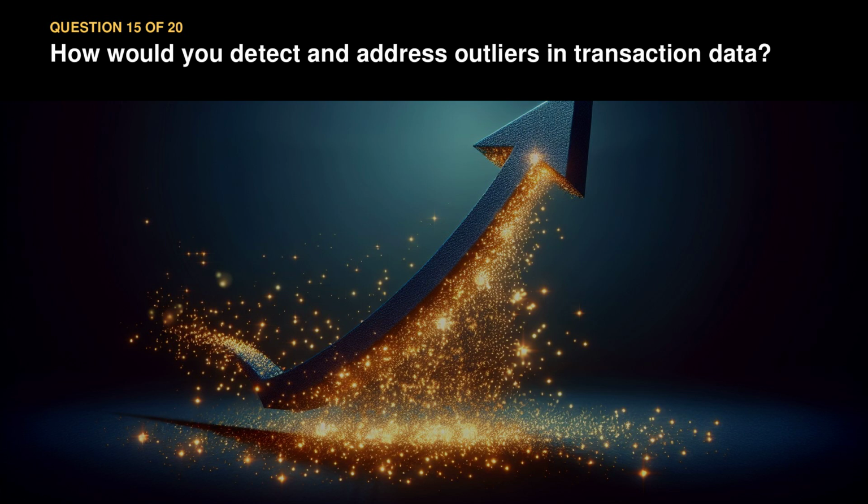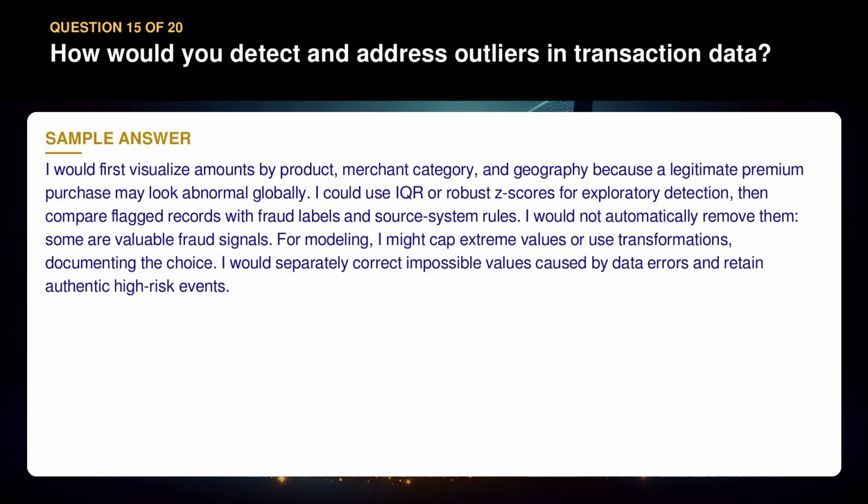Question 15. How would you detect and address outliers in transaction data? I would first visualize amounts by product, merchant category, and geography because a legitimate premium purchase may look abnormal globally. I could use IQR or robust Z-scores for exploratory detection, then compare flagged records with fraud labels and source system rules. I would not automatically remove them. Some are valuable fraud signals.